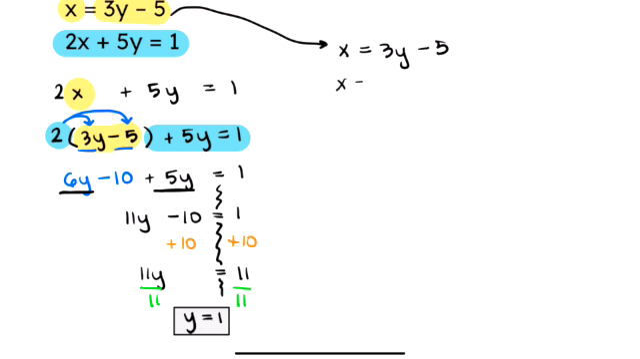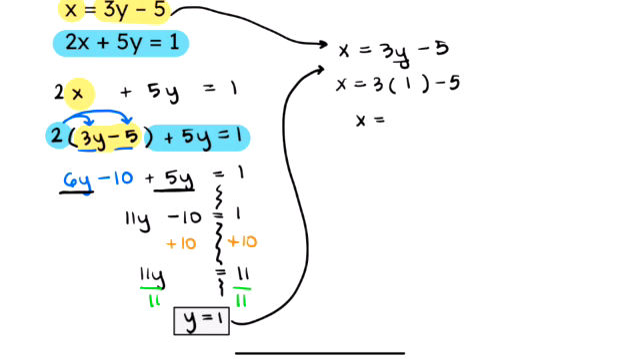And we're going to replace y with the number that we found. So remember that we found out that y was equal to 1, so I'm going to replace y with 1. And then I'm going to calculate 3 minus 5 is negative 2. So we substituted, we solved for y, and then we plugged in to solve for x.